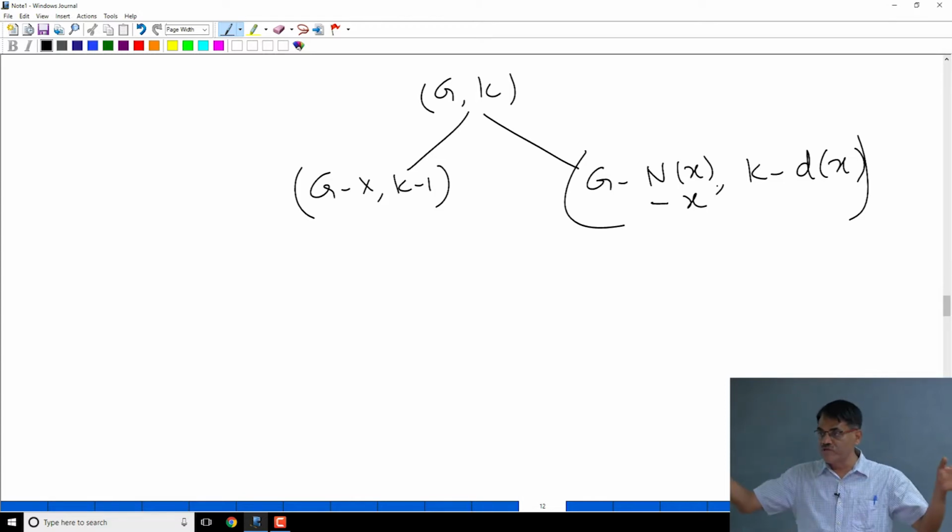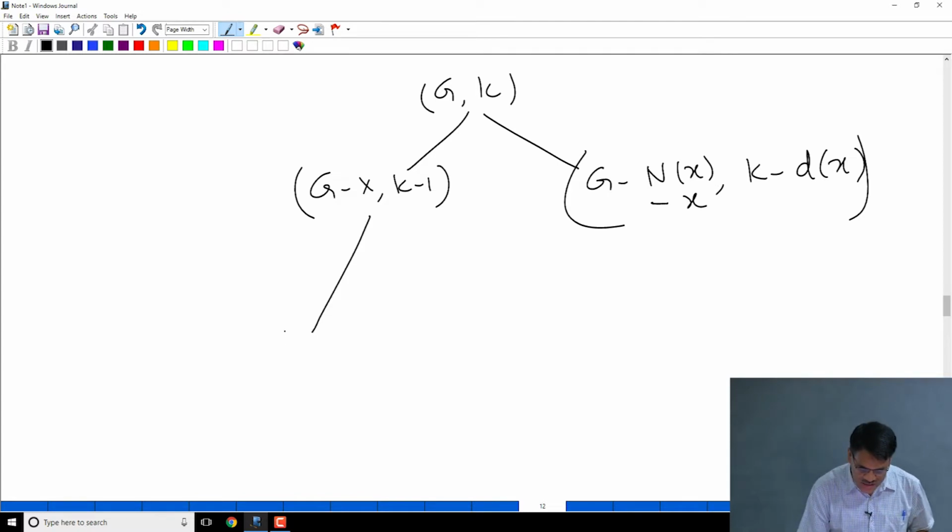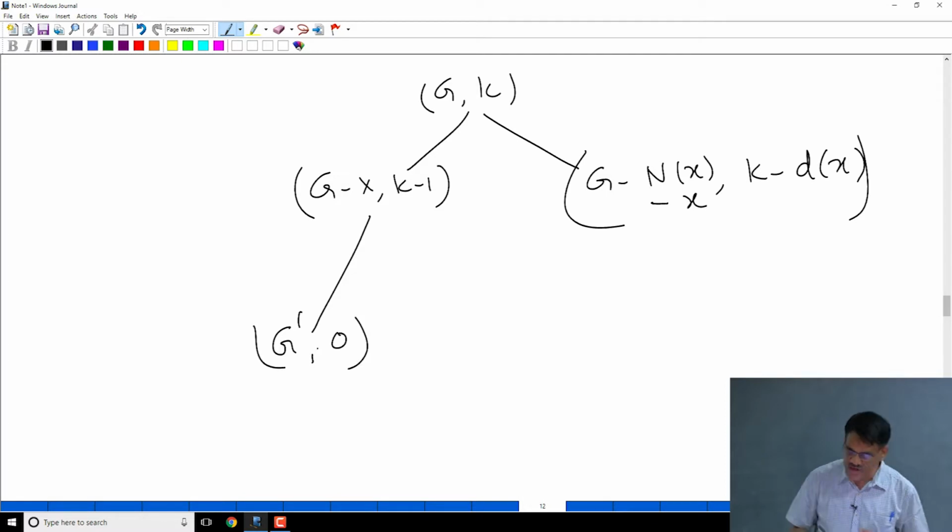There I was looking for a minimum vertex cover. Here once I go down and then I reach, suppose I have some G prime and I want to know, is there a vertex cover of size 0? Which graphs have vertex cover of size 0? If there are no edges, an edgeless graph. If it is edgeless, then I will say yes, otherwise no, and abandon the branch and move on.